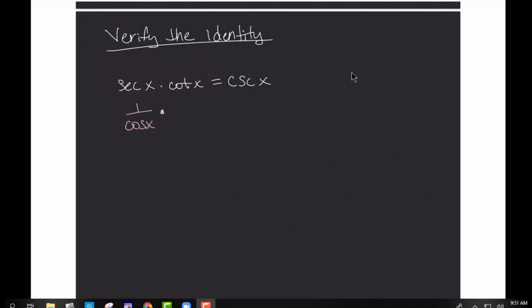I can't drop anything in my equation. I still have that multiplication. And now I'm on to cotangent of x. How am I going to rewrite cotangent of x?